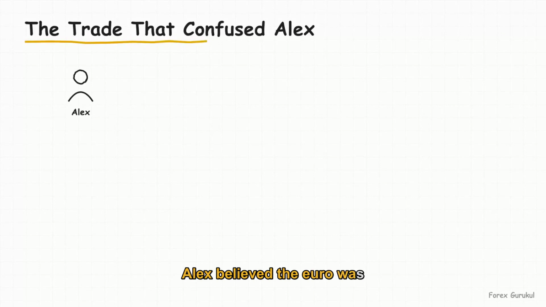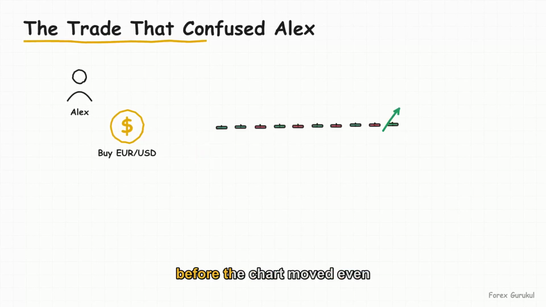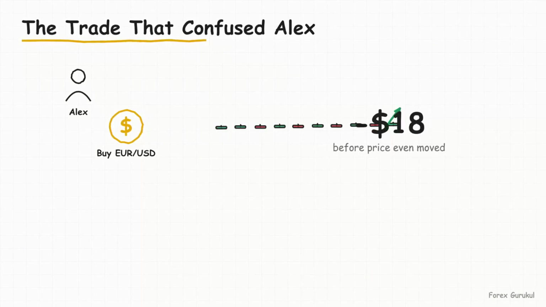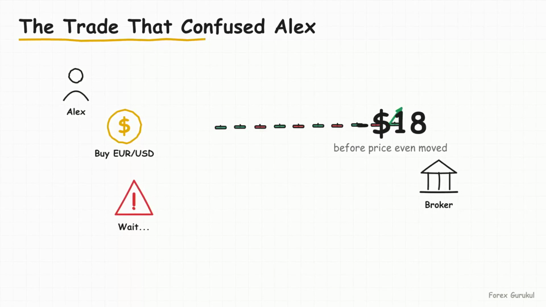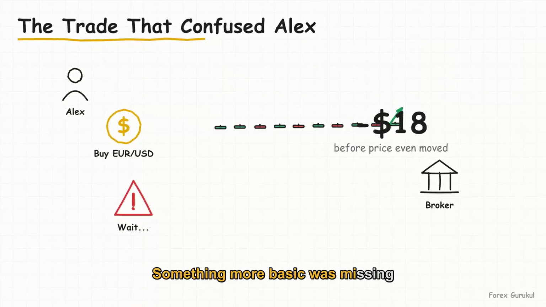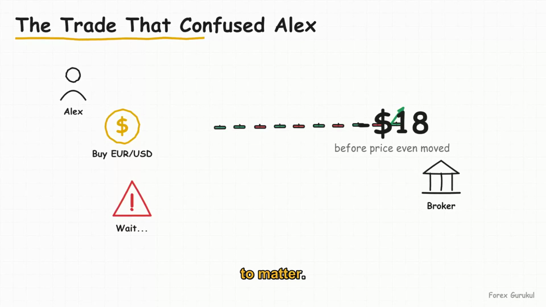Alex believed the euro was about to strengthen against the dollar, so he hit buy on Eurodollar. The instant his order filled, before the chart moved even one tick, his account already showed a small loss. Alex sat there thinking, wait, did I buy the wrong currency, or is my broker robbing me? Neither. Something more basic was missing from his understanding, and it is the exact thing most new traders skip past because it sounds too simple to matter.